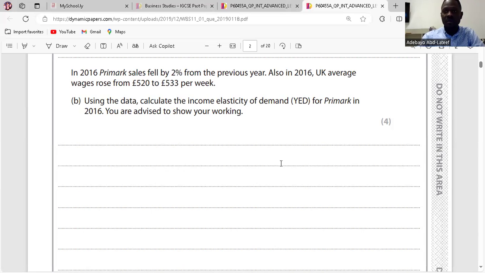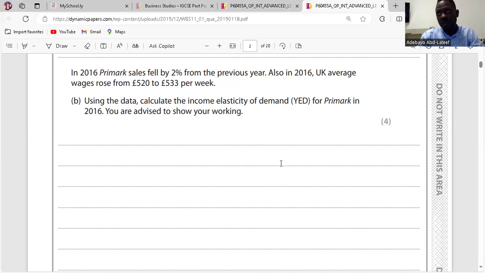Now they said there's a fall by 2%. So that means there's 100%, which is going to represent Q1. So our Q1 is 100. Q2 is the fall of 2%, which is 100 minus 2. They said the sales fell by 2%, so if the sales fell by 2%, that means there was 100% before that time. So our Q1 is 100%, then our Q2 is 100 minus 2%. And Y1 will be 520.